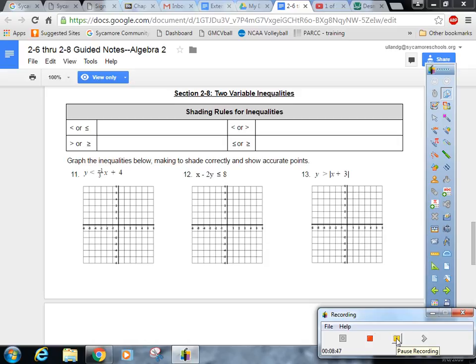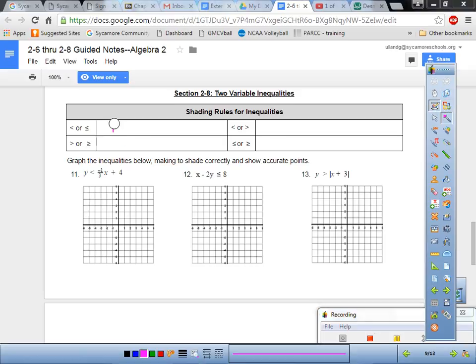Okay, and finally for the last section, this is just your shading rules for inequalities. So if both of them are less than, then we would say shade below. Okay? If both of them are greater than, then we shade above. Okay? If it's greater than or less than with the number in the middle, this would be like shade in between. So we would shade in between them.